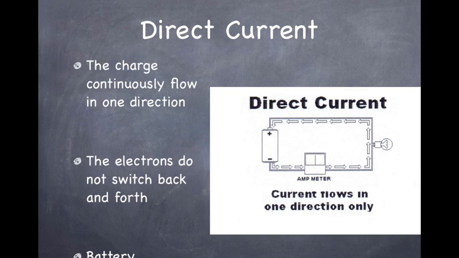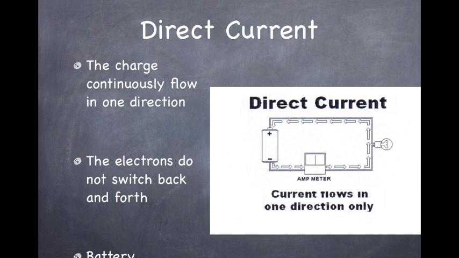Direct current is where the charge continuously flows in one direction. In other words, there's no movement back and forth between the charge or the voltage, so it flows in one direction. Examples of direct current is what you get from a battery. Really, every electrical device you use requires direct current for the most part.